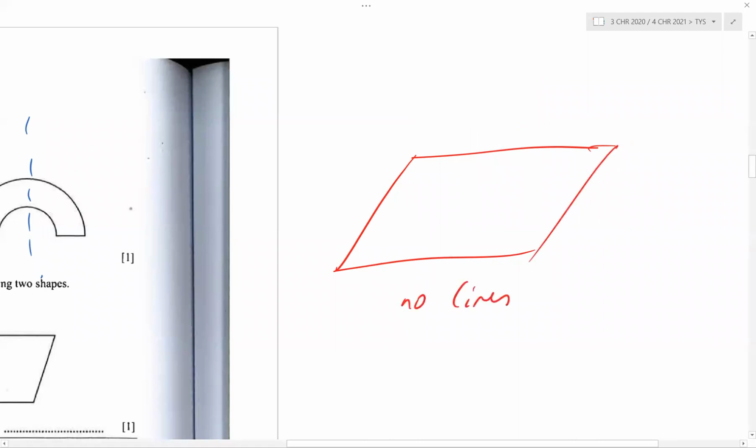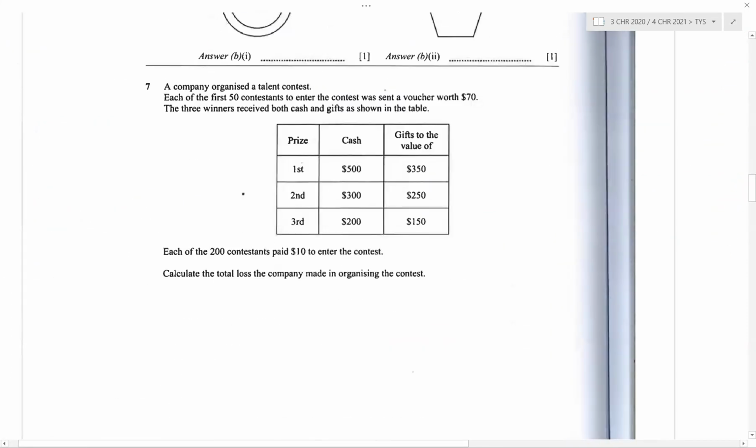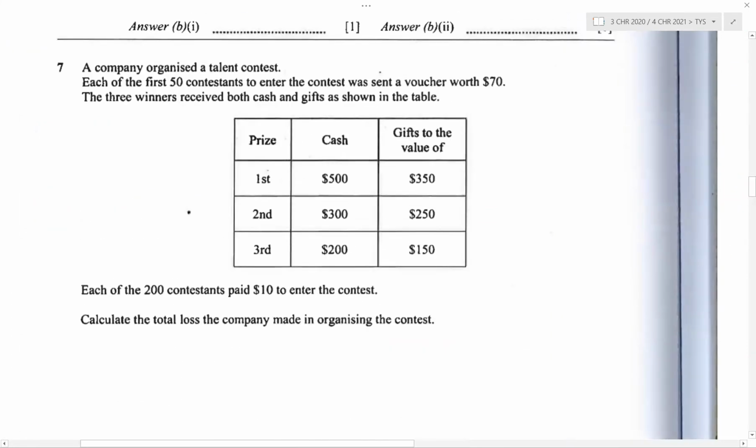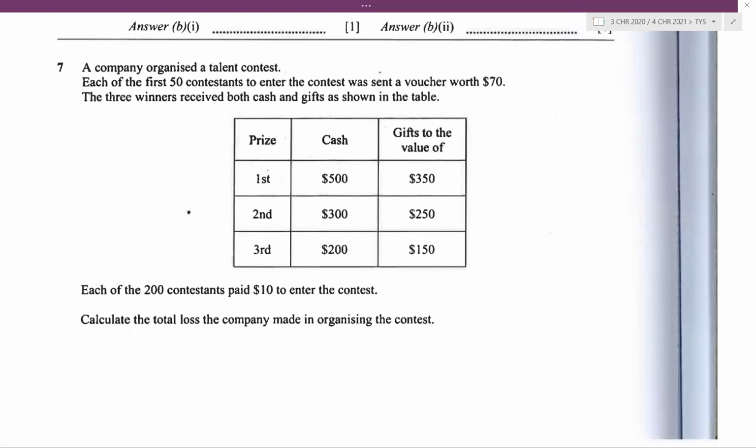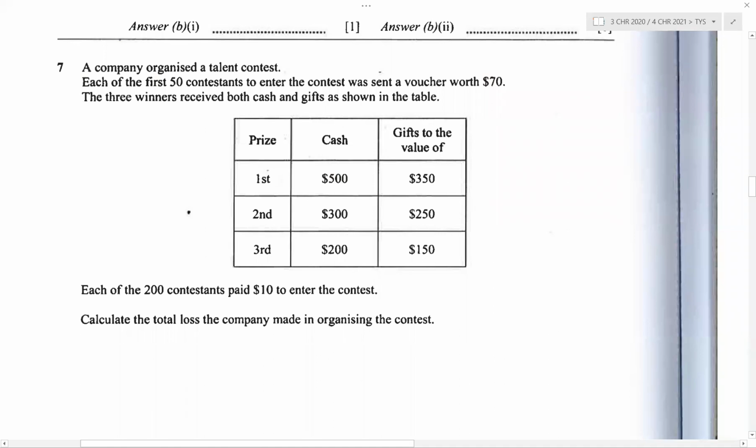No lines of symmetry. Okay, next one. Problem sum, just a bit of understanding the question. Please don't be turned off by the number of words.